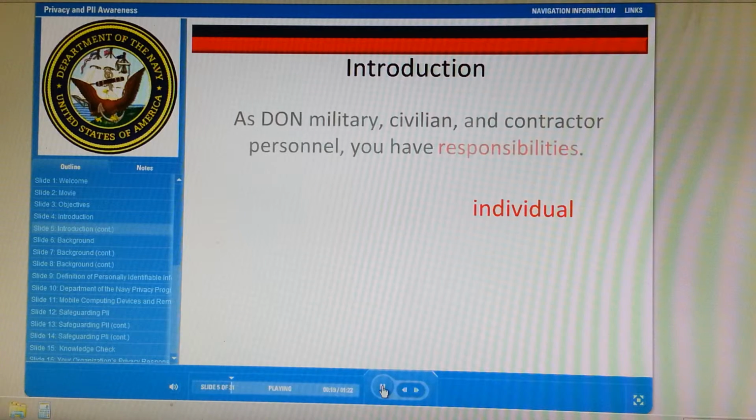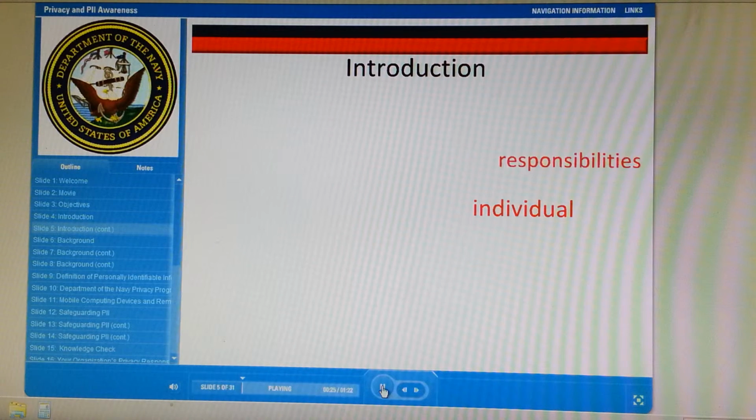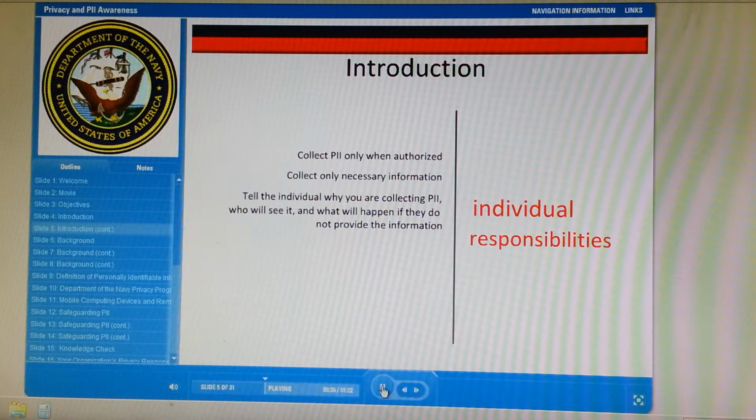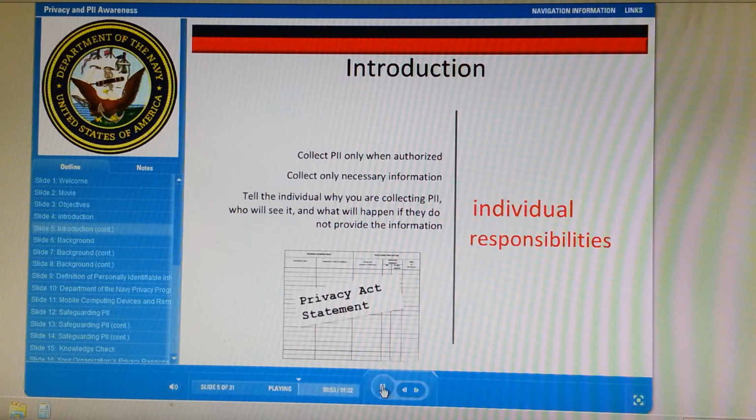As DON military, civilian, and contractor personnel, you also have responsibilities to only collect and maintain PII about individuals when authorized to do so, to only collect the information that is necessary, to inform the individual from whom the information is collected of the authority to collect the information, the principal purposes and uses for the collection, to whom it will be disclosed, and the effects on the individual if they do not provide the information. This is accomplished by providing a Privacy Act statement to the individual at the time of collection.